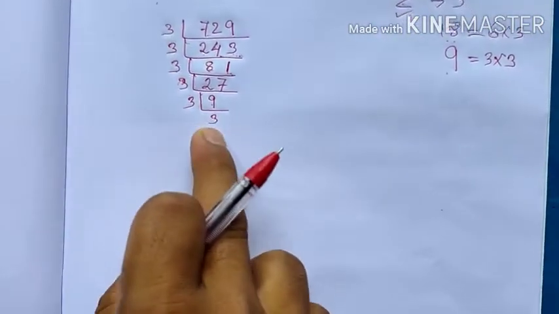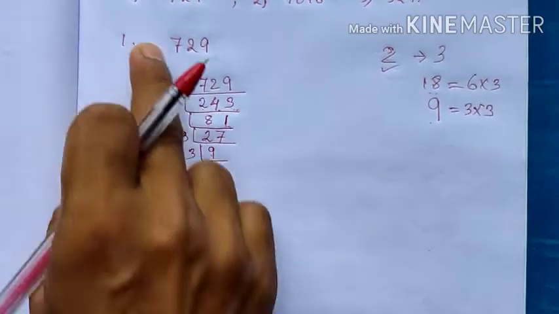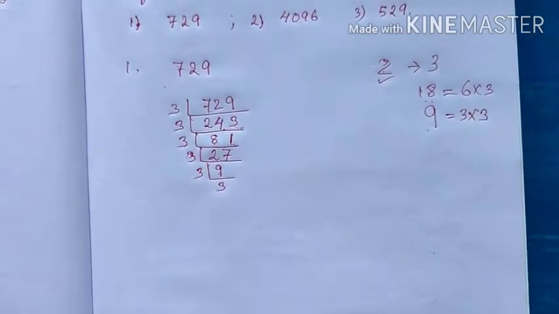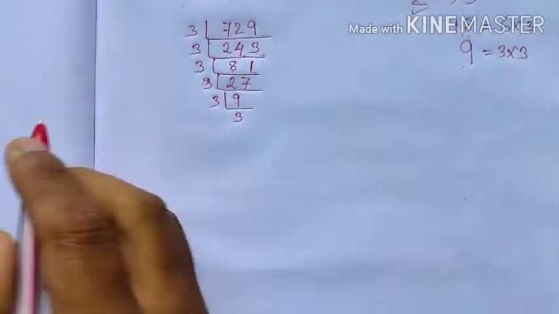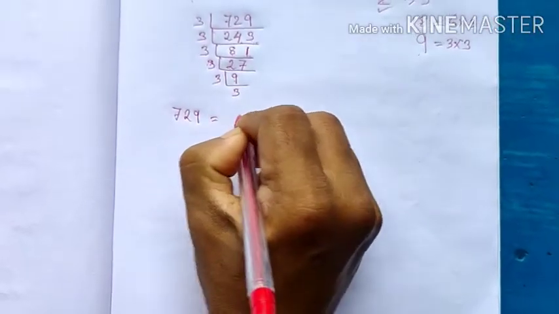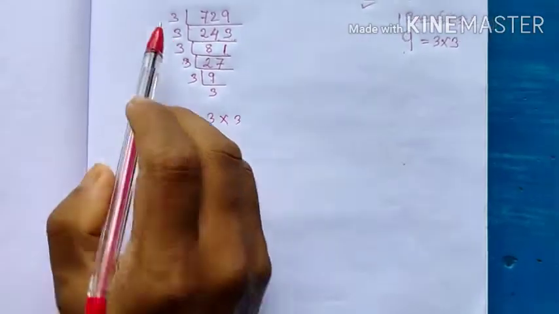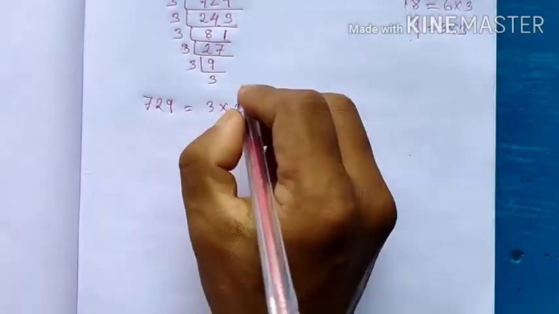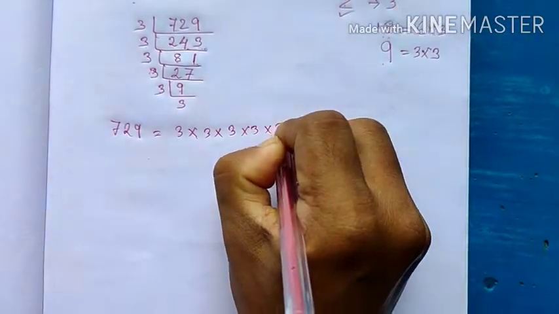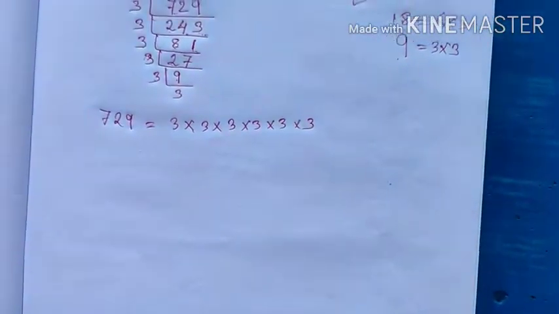So these are the factors of 729, and all these factors are what? Prime or not? All of these are 3, and 3 is a prime number, right? So we are correct. Now how can I write 729? I can write it as 3 into 3. How many 3s are there? 1, 2, 3, 4, 5, 6. So 6 times we have to multiply it.